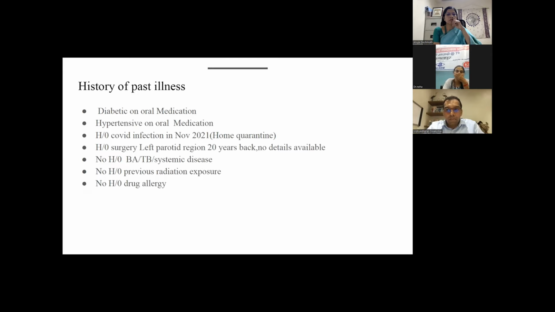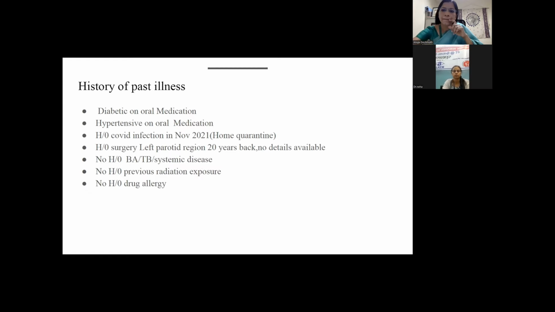Moving on to the past illness, she is a diabetic on oral hypoglycemic agents and hypertensive on oral antihypertensives. She had a history of COVID infection in November 2021, but was managed in home quarantine. She also gave a history of surgery in the left parotid region 20 years back, but there were no details available. On further probing, she said she was told that it was not cancerous. There's no history of bronchial asthma, tuberculosis, or any systemic disease, no previous radiation exposure, and no drug allergy.